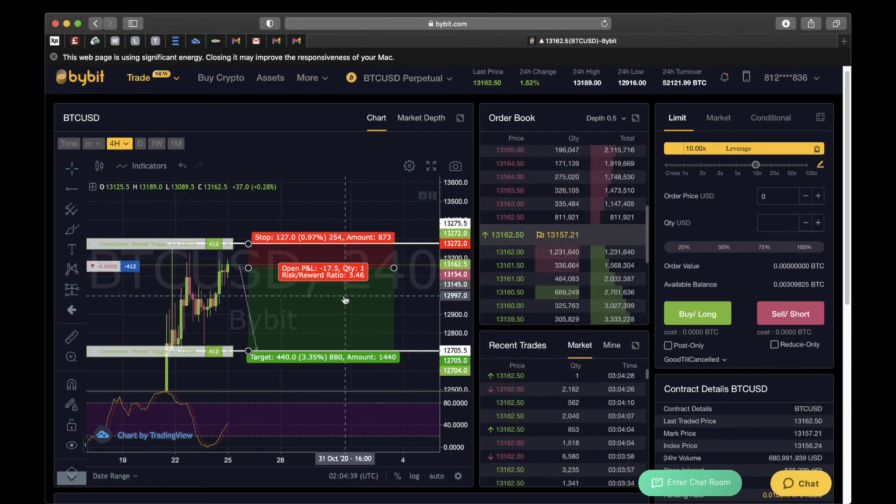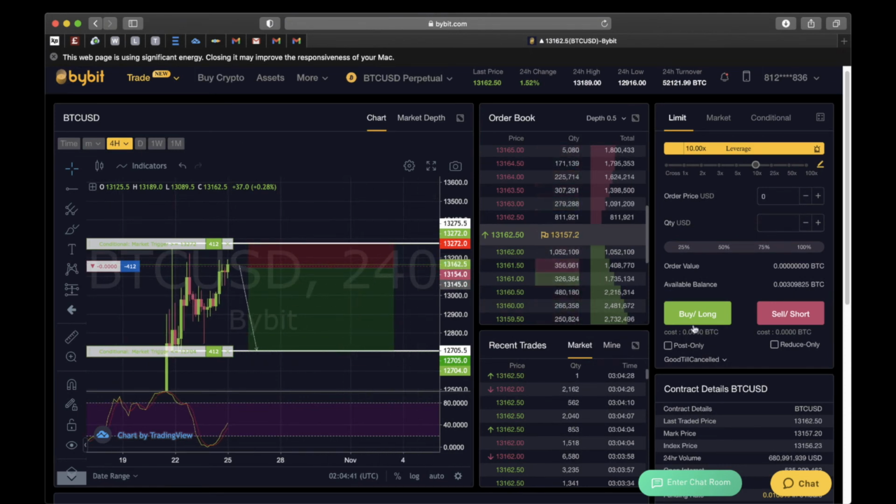That's how you take a trade. If it's a long trade, you make money if the market goes up, and if the market drops, you lose money. If it's a short trade, it means when the market goes down, you make money. The market goes up, you lose money.